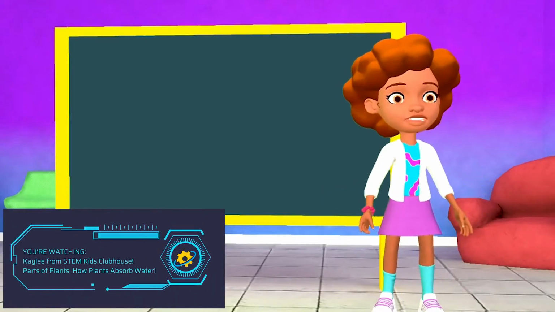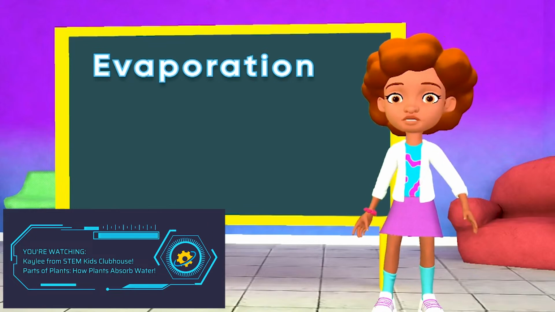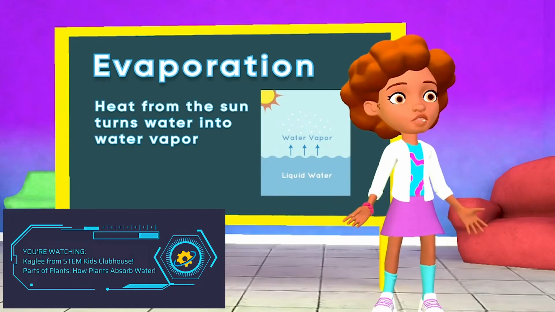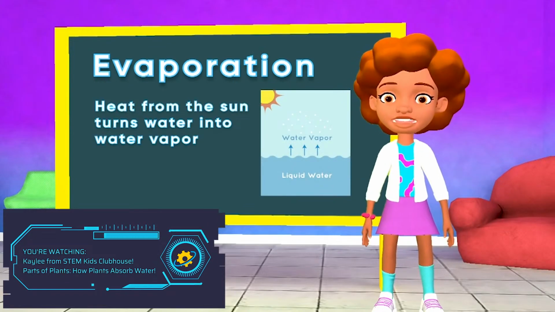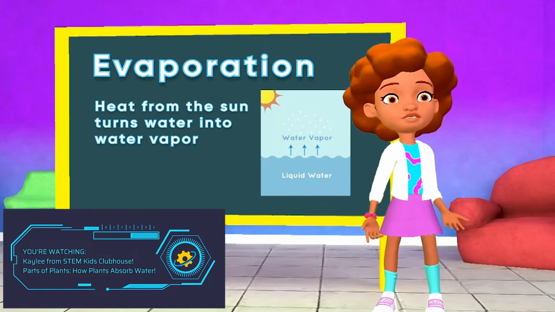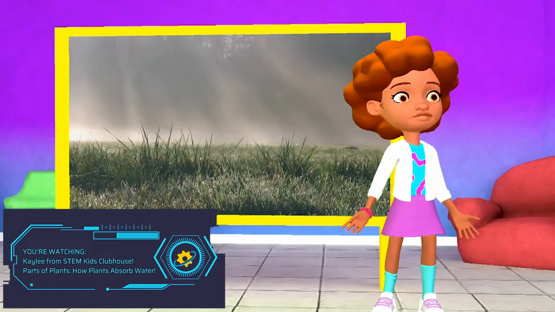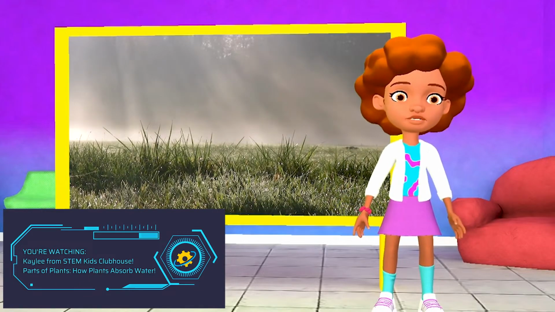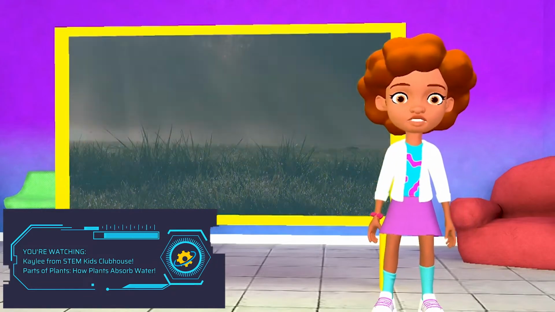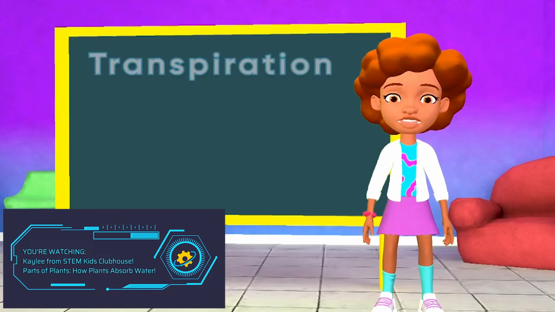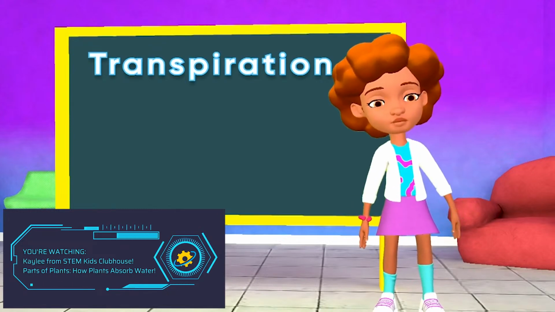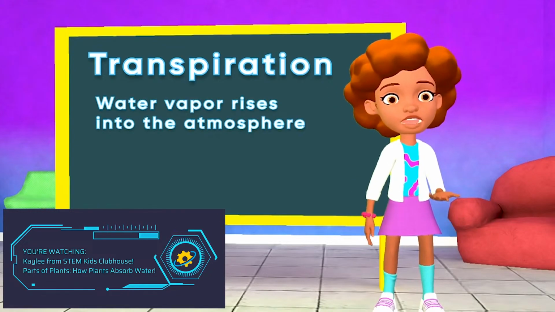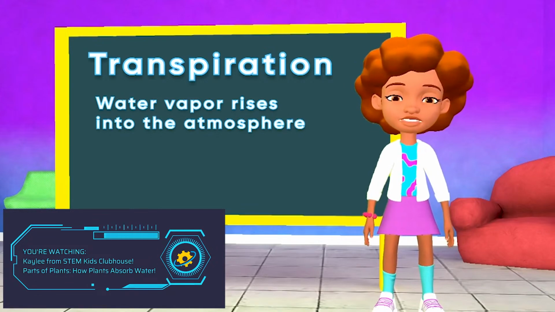Stage 1 is called evaporation. This is when heat from the sun turns the water in the oceans, lakes, and rivers into water vapor. Water vapor is the gas form of water. Stage 2 is called transpiration. This is when water vapor rises up and enters into the atmosphere.